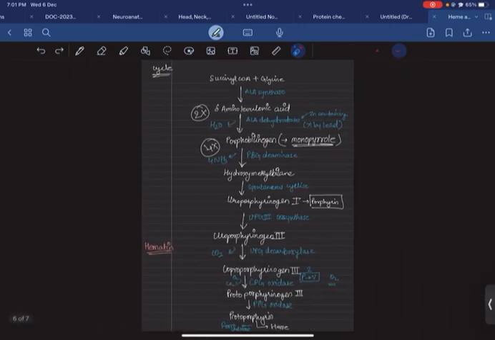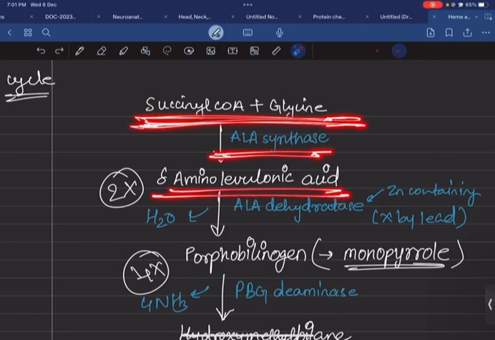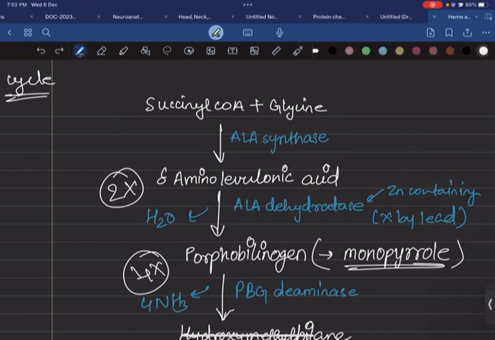Now, the steps, let's see the cycle. This is the tentative cycle, which looks a little dangerous, but it's very simple. Okay, so let's start. The initial step is the reaction of succinyl CoA and glycine to form delta aminolevulinic acid, which is also called ALA. This is the rate limiting step. It's the slowest step, and it determines how the rest of the cycle goes.